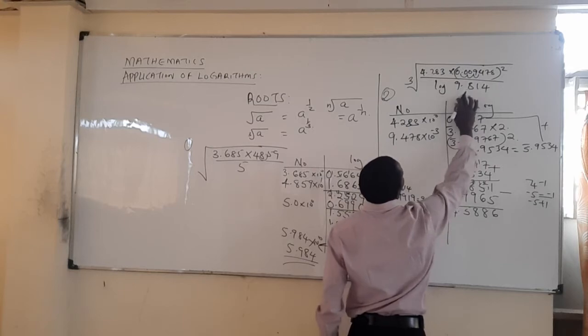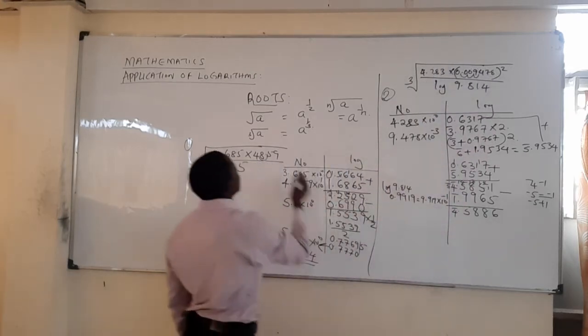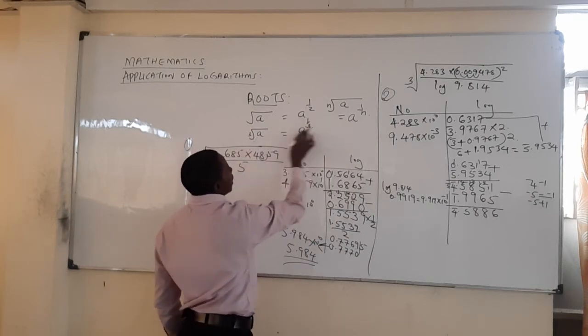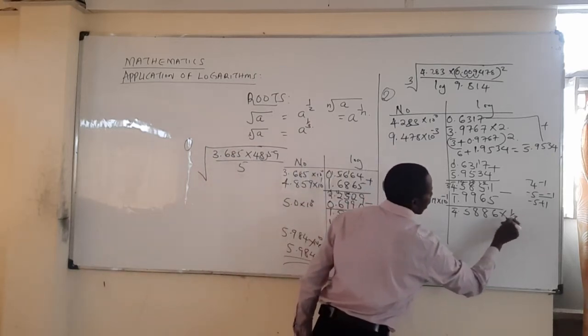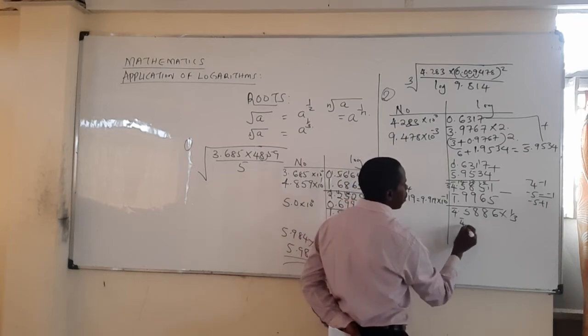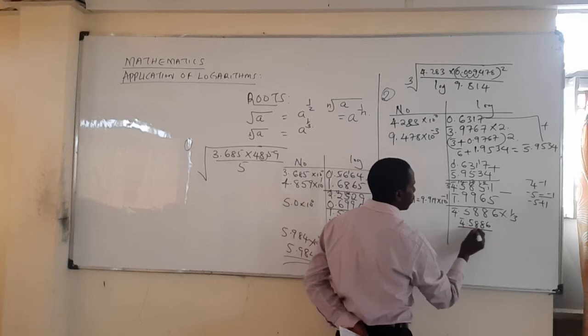We are through with the multiplication and division. Now we are remaining with this cube root. For the cube root, just as we have said here, cube root is the same as power a third. So you multiply by a third, or in other words, you divide by 3. So we have got bar 4.5886, we divide by 3.